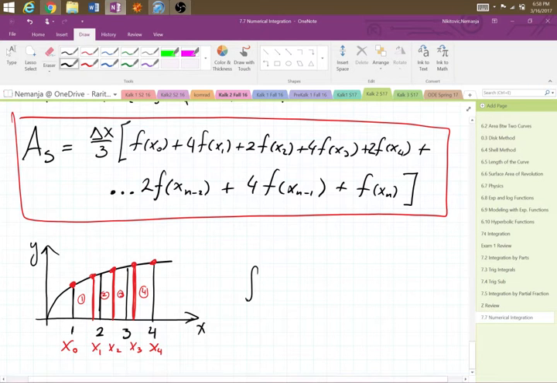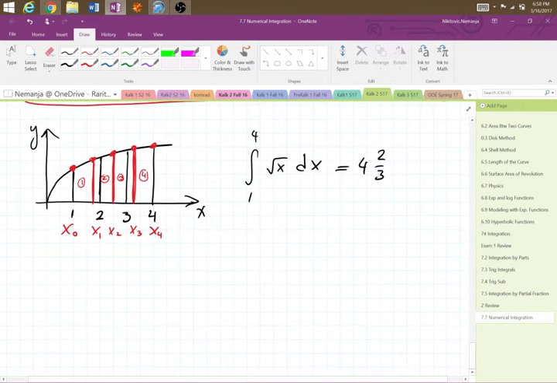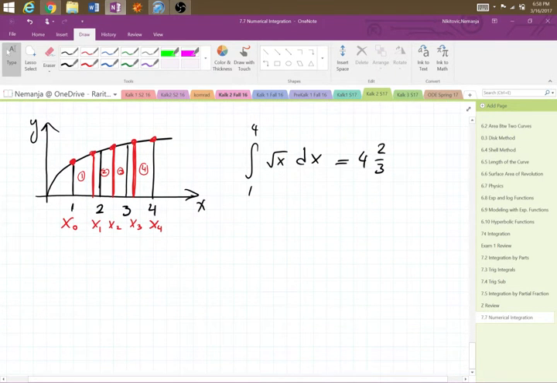I'm using the integral from 1 to 4 of the function, root x dx, and I'm looking for 4 2/3. Why did you draw the first line so close to this number 2? Because that's the line that is x1, and x1 is 1.75, and x2 is 2.5, and this is 3.25, and obviously the last one is 4. So they're all 0.75 apart.